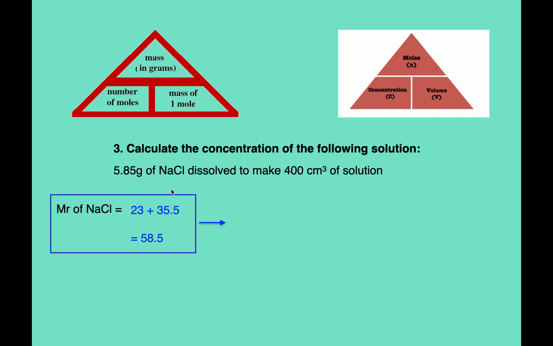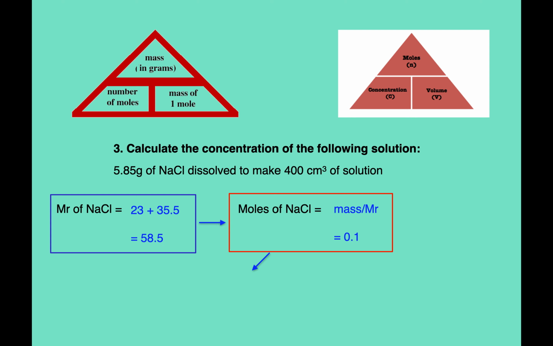How many moles of sodium chloride have I got? Well, I can use the mole equation for that, can't I? Number of moles is the mass, 5.85 grams, divided by the mass of 1 mole, 58.5, which is conveniently 0.1 moles.